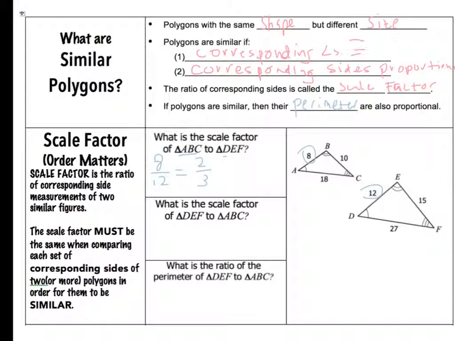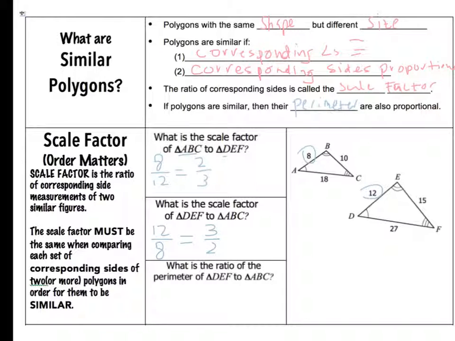In the second question, the question says, what is the scale factor of triangle DEF to ABC? Notice how the order changed. We're looking at the second triangle first, comparing it to the first triangle. So in this case, DEF, DE is 12, and AB is 8. So instead of being 2/3, the ratio is now 3/2. Be sure to compare the triangles in the order that they're asked in the question. Otherwise, you may get the reciprocal.